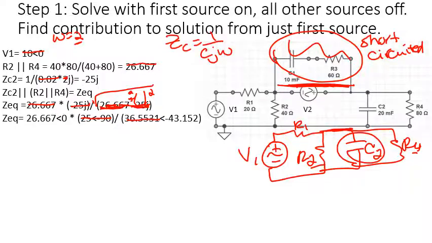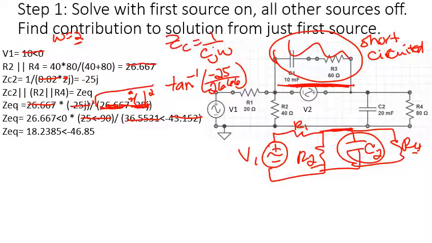That gets me 36.5531, and I found a phase angle by doing the inverse tangent, remember, of negative 25, since that was my imaginary, over 26.66. That gets me negative 43.152 degrees. I can now combine by multiplying and dividing.